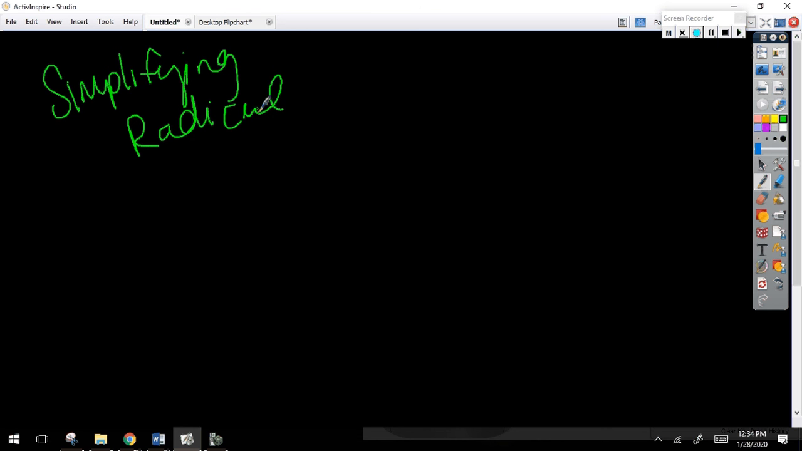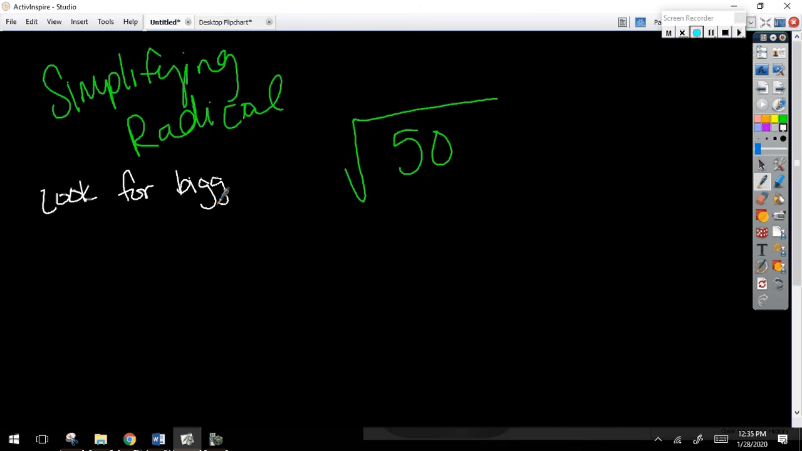Let's say I have the square root of 50. Is that a perfect square? No. There's not 2 things that multiply together to give you 50, right? But I can simplify it. And by simplifying, I'm looking for a perfect square that I can divide it by. What is a perfect square you can divide 50 by? 25. So let me see. We're going to look for the biggest perfect square.